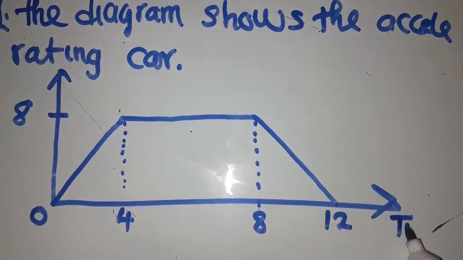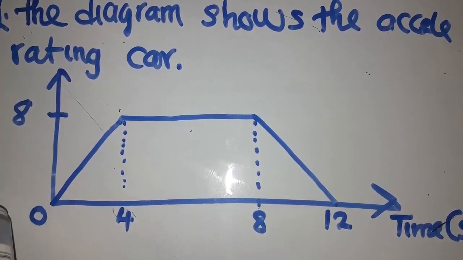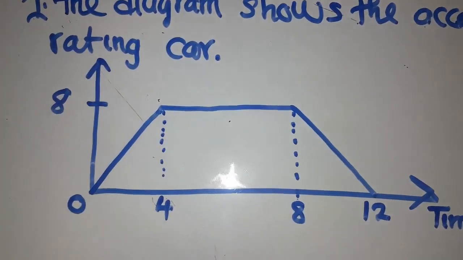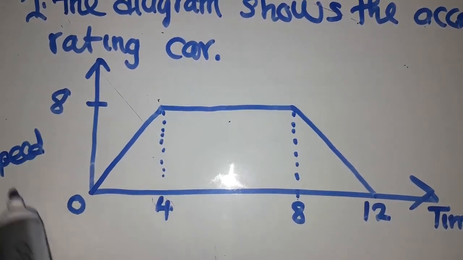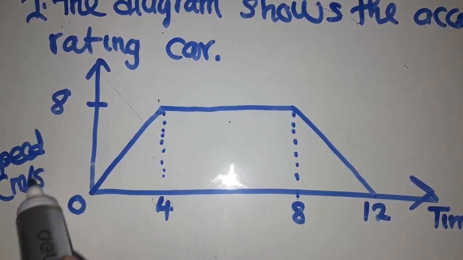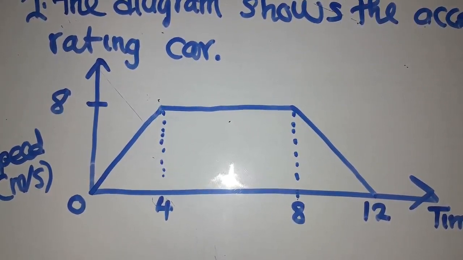Here there is time. Time is in seconds. Here you've got speed. This is speed, which is in meters per second. This is the diagram which we are given.